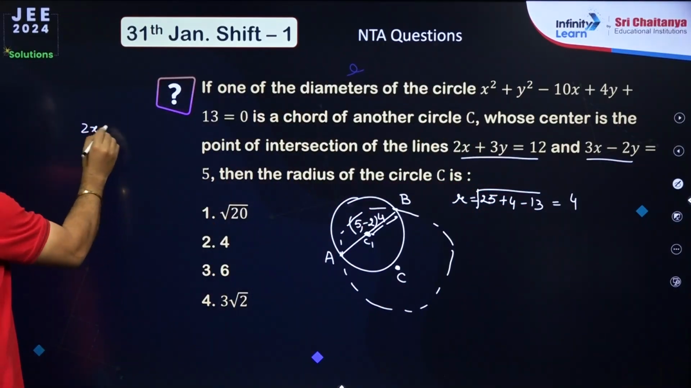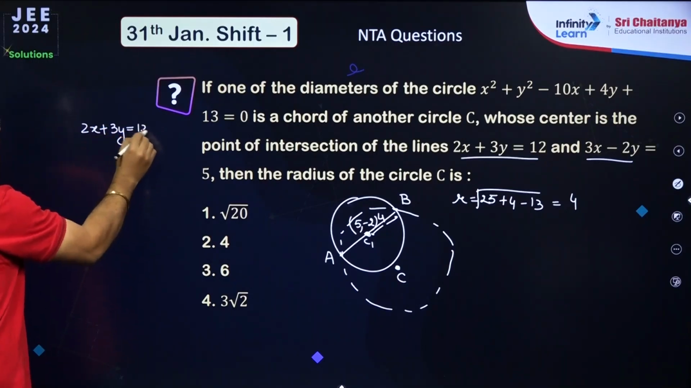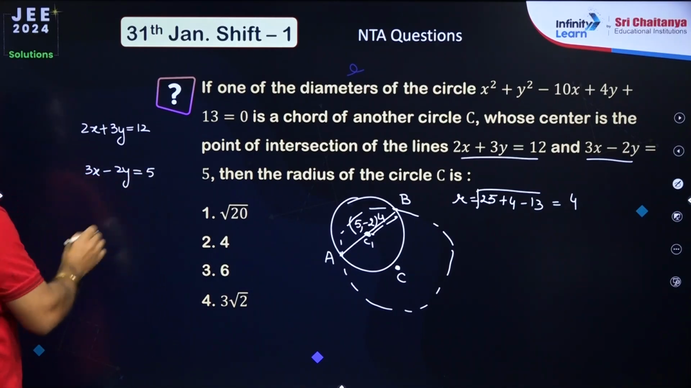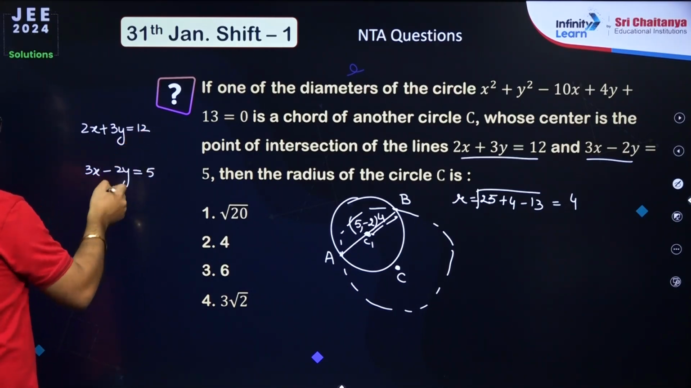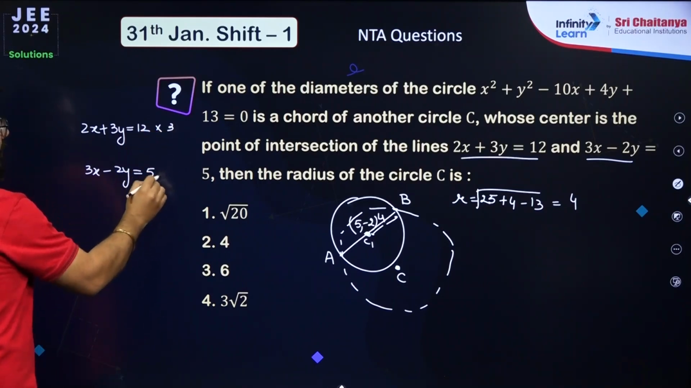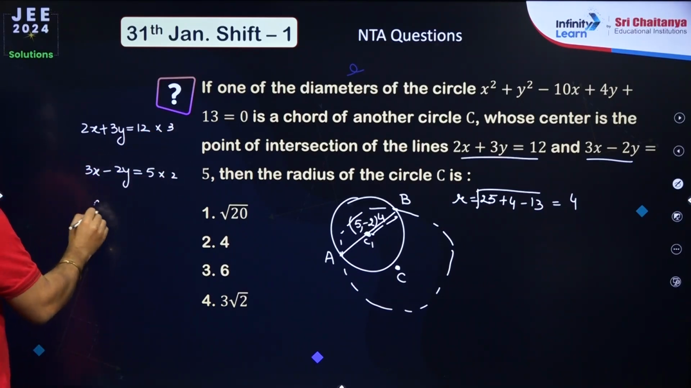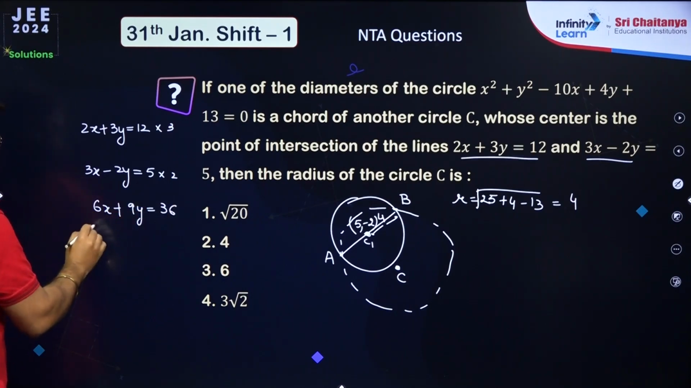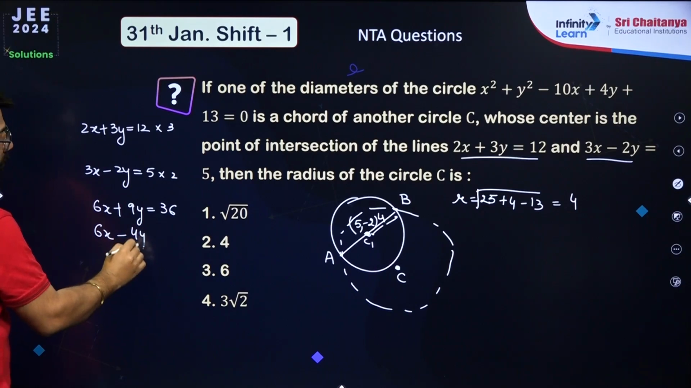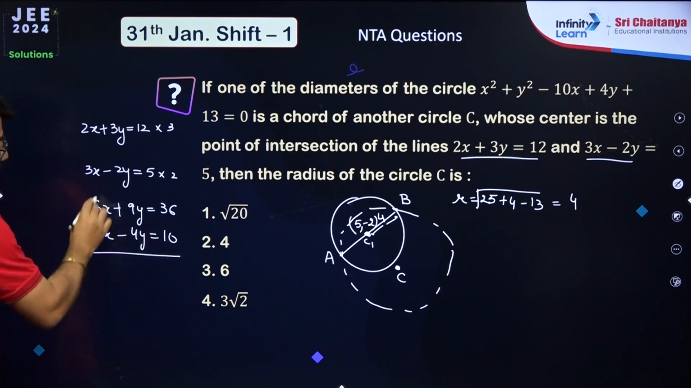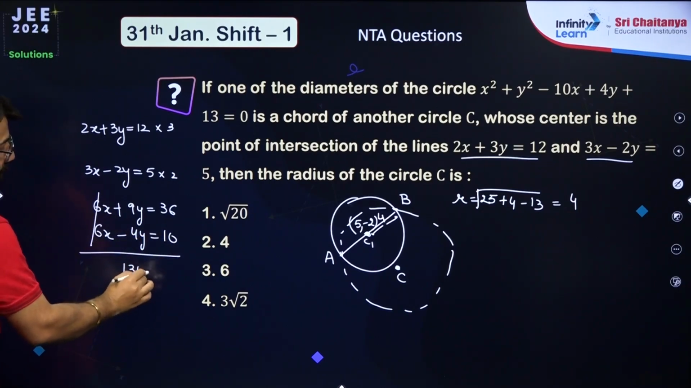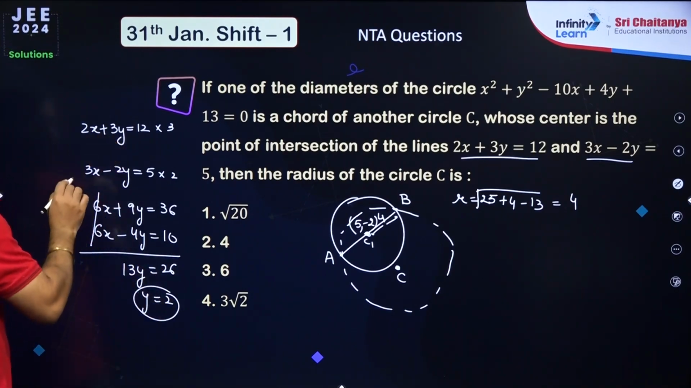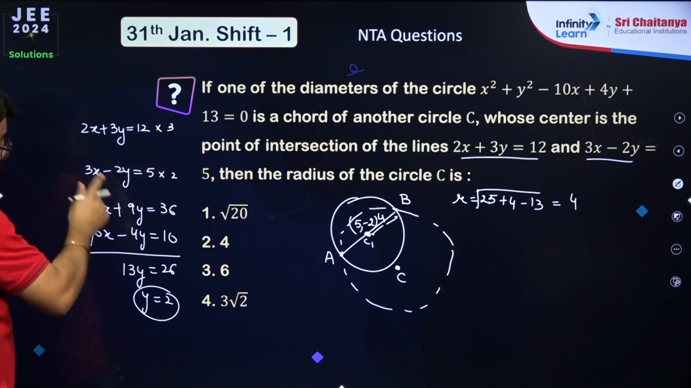Yes, because 2x plus 3y is equal to 12 and 3x minus 2y is equal to 5 is given. If I multiply this equation by 3 and this equation by 2, I will be able to generate 6x plus 9y equals 36, and 6x minus 4y equals 10. Let us subtract these two. I will be able to get 13y equals 26. Y will be 2. And if y is 2, then 2x will be 6, x will be 3.